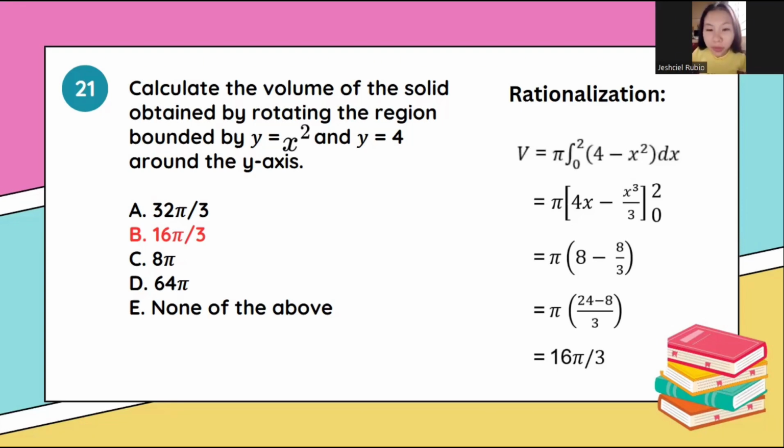Now, the next is pi times the quantity 8 minus 8 over 3. And then, 8 times 3 is equal to 24. So 24 minus 8 over 3. So 24 minus 8 is equal to 16. So the correct answer is 16 pi over 3. So let's proceed to number 22.